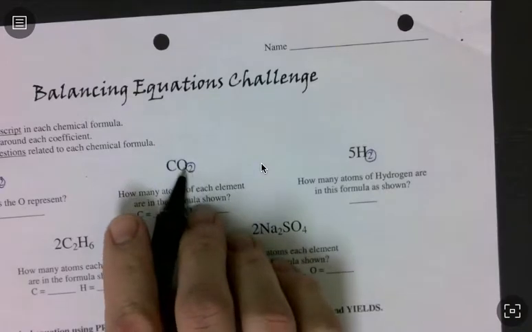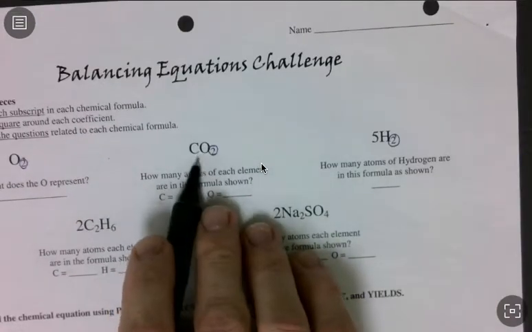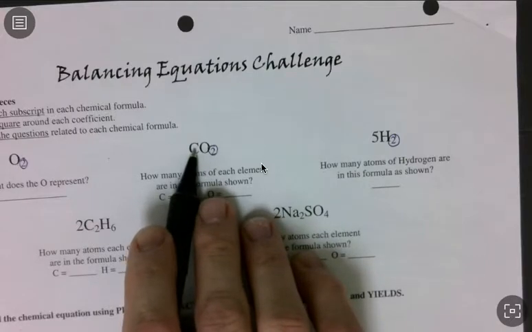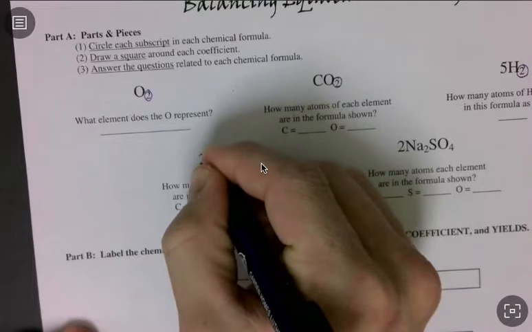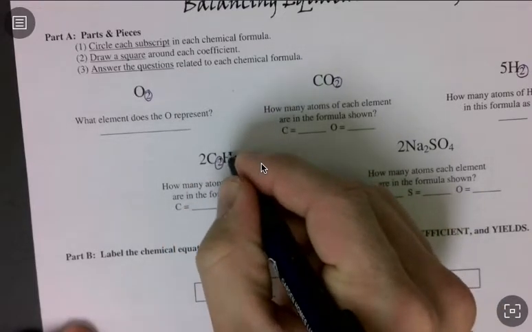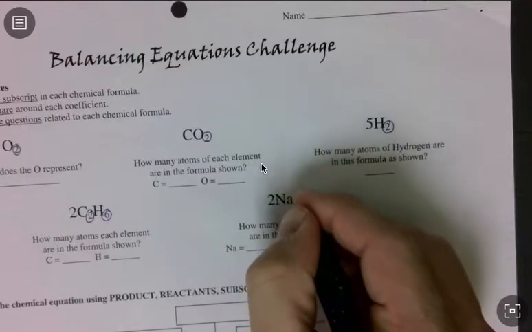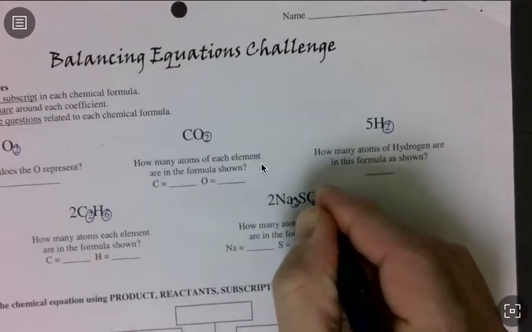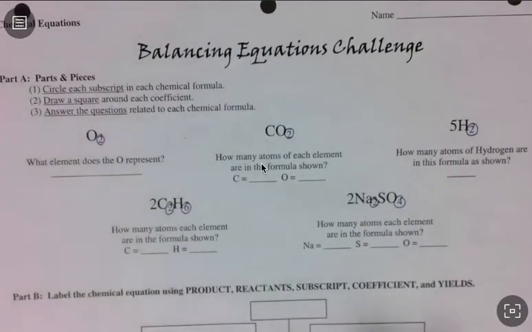This would say 2 oxygens. This would say 2 hydrogens. Now you'll notice there's nothing below this C here, so that just means that there's one of those. In the next equation, there's a 2 here that's referring to the carbon, and there's a 6 here referring to the hydrogen. The 2 here refers to the sodium, and the 4 here refers just to the oxygen, so it just applies to the one element in front of it.